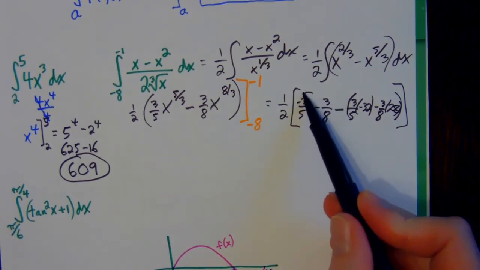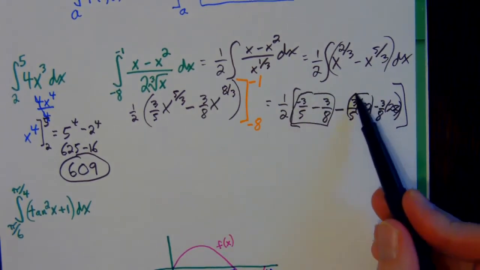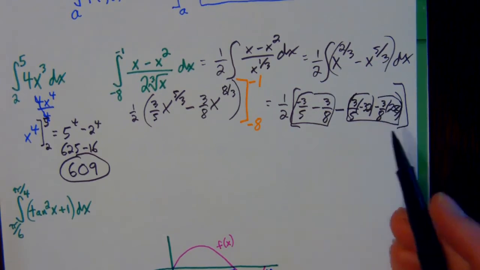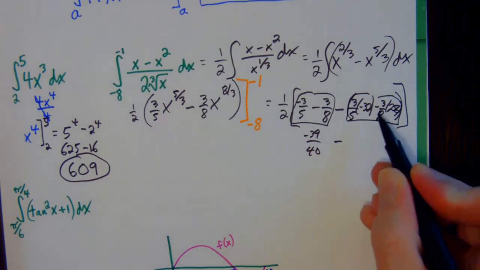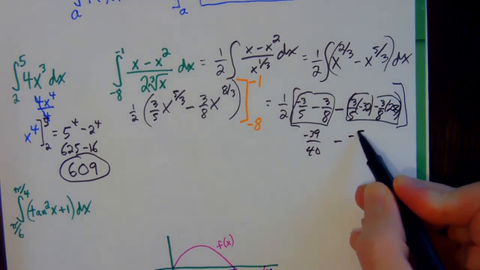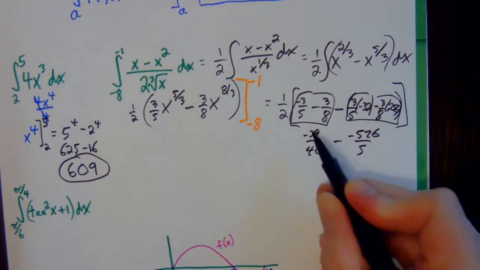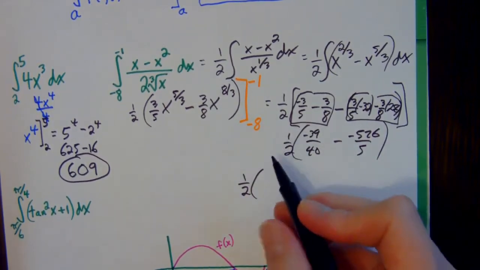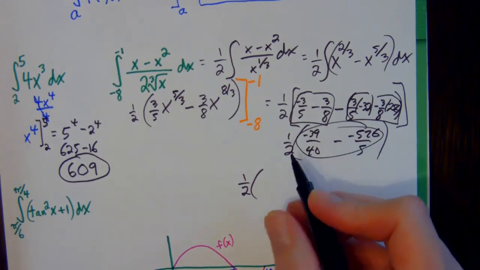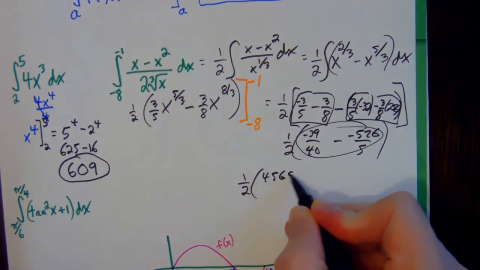But I just like to plug in the -1, get a number for that. Plug this stuff into the calculator, get a number for that. So if I get a fraction for this, it gives -39/40. Minus, if I get a fraction for this, it's -576/5. Minus a negative, you know it's going to be plus a positive. And so when you do all that stuff in the calculator, you're going to get this.